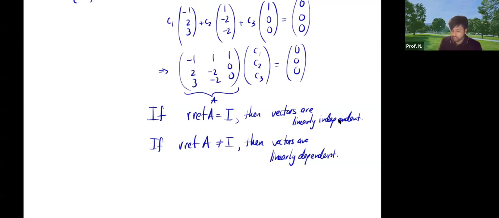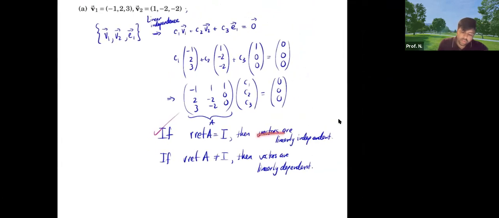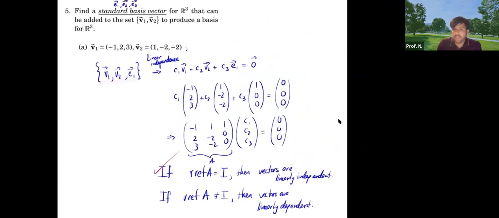If I do row reduced echelon form on this matrix, I get the identity. The moment I get the identity, what did I just show? The vectors are linearly independent. I have 3 vectors that are linearly independent in a space whose dimension is 3. So what does this immediately become? This is a basis. Done. That's how I did it.